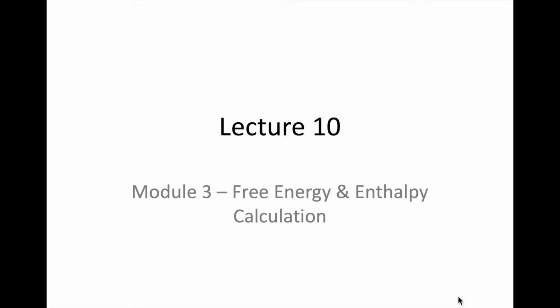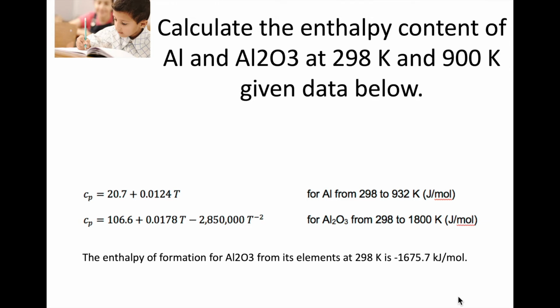All right, we just talked about enthalpy and free energy, mostly enthalpy, and now let's go through a calculation in this module. So here's the problem statement, the problem I want you to address. What I want you to do is calculate enthalpy content, like we talked about in the previous module, for aluminum, Al, and its oxide, Al2O3, at two different temperatures, 298K and also 900K. And I give you the following data, heat capacity and otherwise, to be able to solve this.